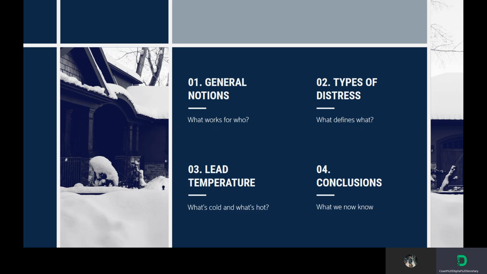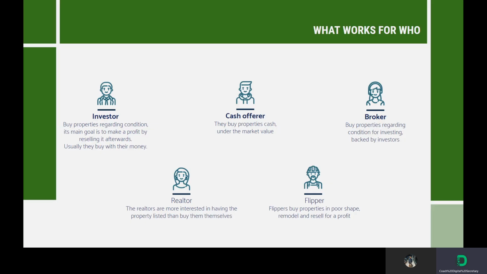Okay. There are four things that we're going to learn in this one. The first one, some general notions about what works for who, the types of the stress, the lead temperature, and some conclusions that we're going to reach at the end of this. Now, what works for who? This is a very interesting question, okay?